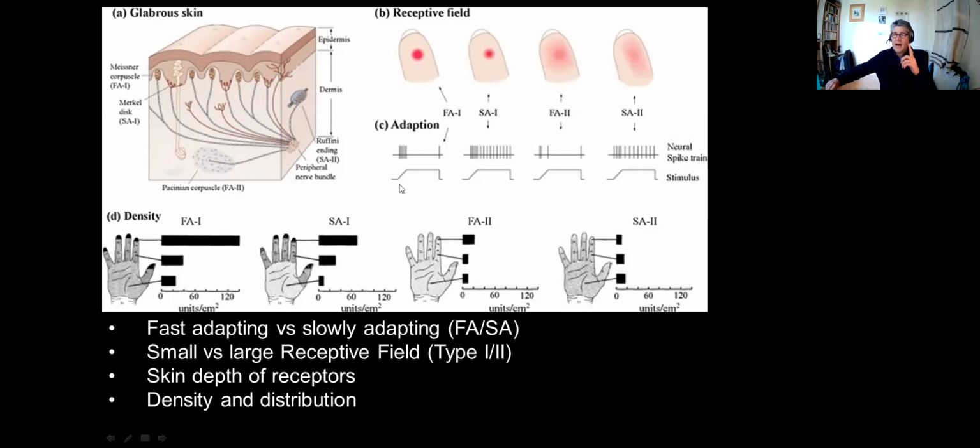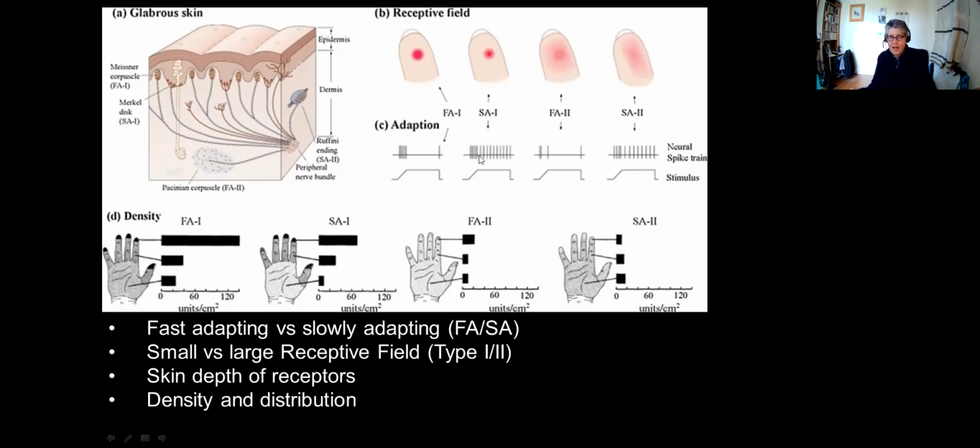So this is like an indentation, as if you were to press against the skin of the fingertip with a stick. And the fast adapting units tend to respond with a spike. This is a recording from the neuron, which sends signals from the receptor to the central nervous system and the brain. The fast adapting units respond with a spike when there's a change in the indentation of the skin, but they don't respond during steady indentation.